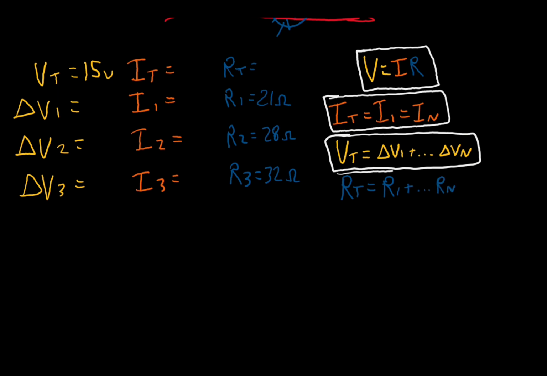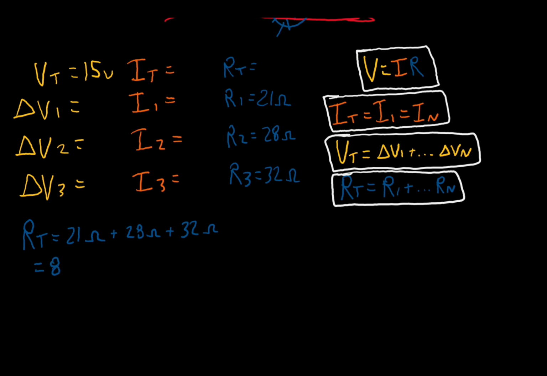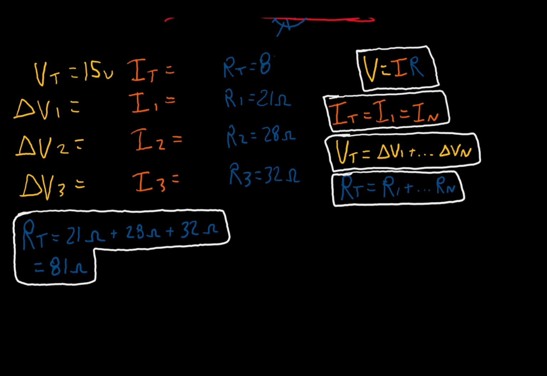What we can first do is solve for the total resistance, as we have R1, R2, and R3, and so RT equals 21 ohms plus 28 ohms plus 32 ohms to equal a total resistance of 81 ohms. Let's box it to keep it neat, and now plug it in for RT. Now, seeing as we have the total voltage as well as the total resistance, we can now solve for the total current using Ohm's law. And with some rearranging, the current equals the voltage divided by the resistance, which equals 0.19 amps, rounding to two significant digits.